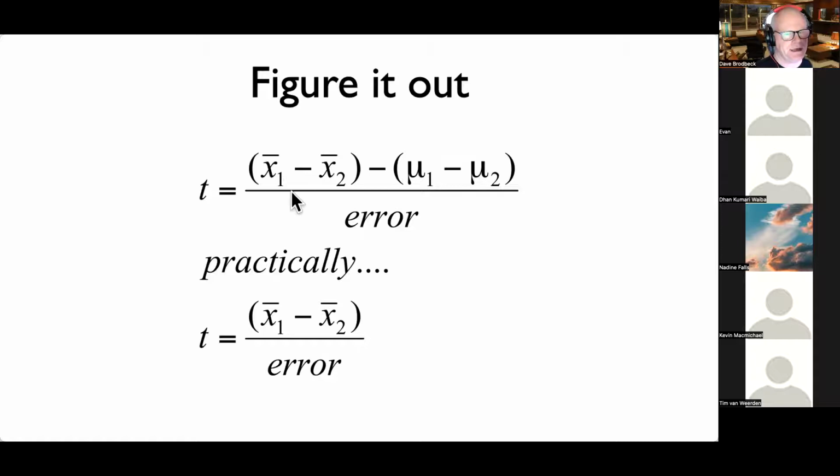So you see what I'm doing here? x bar 1 minus x bar 2 minus this thing here, mu1 minus mu2, is actually 0. So practically it's x bar 1 minus x bar 2. We got the numerator done. What's the denominator? Well, I just wrote the word error, so we have to figure that out. All right, well, let's figure that out. That's a thing we can do. We're smart.